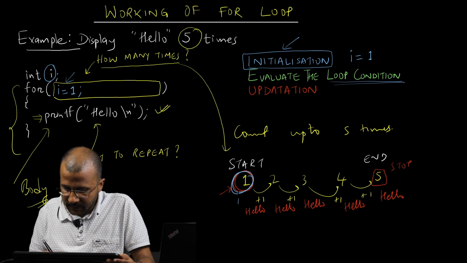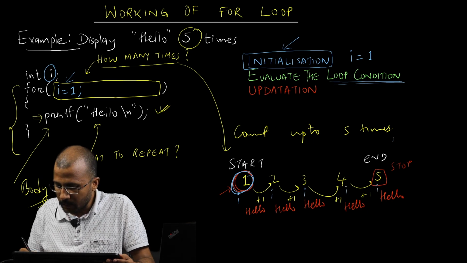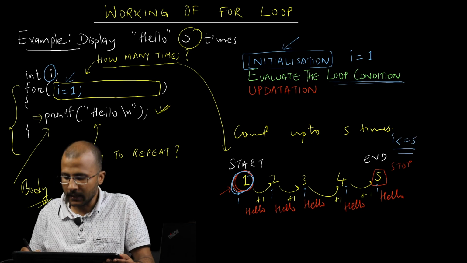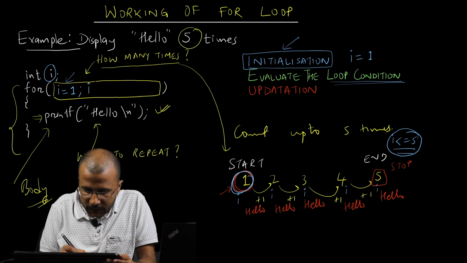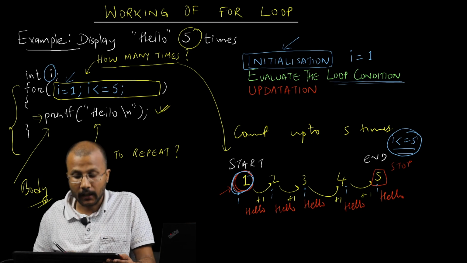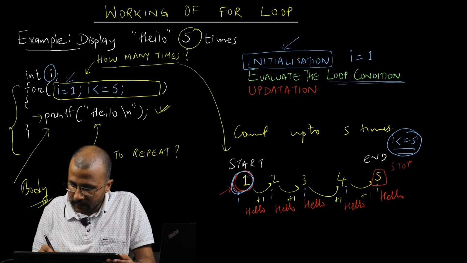Each time I is changing from 1, then I becomes 2, then I becomes 3, then I becomes 4, I becomes 5, right? So I should always be less than or equals to 5. It cannot be 6. Okay, so this is the condition, right? So I can write here I should be less than or equals to 5. This is my condition. Okay, so this is the condition that I have written down here.